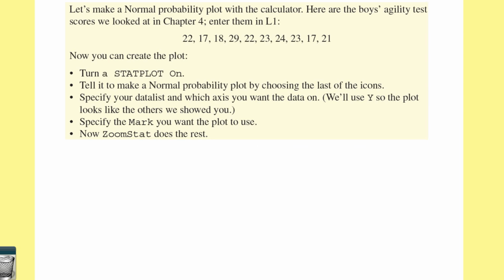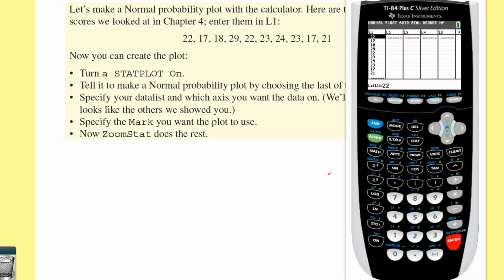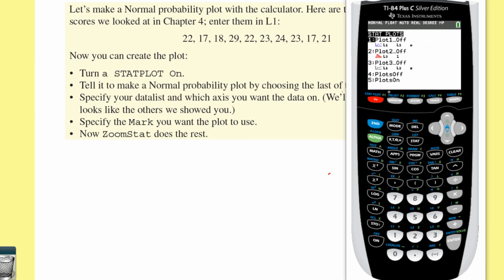So let's make a normal probability plot with a calculator. Let's go ahead and put these data sets into your list. So you want to pause that and do that. Once you put in your data, now we're going to turn our stat plot on. So second stat plot, turn this one on, and we're going to choose the normal probability plot, which is the last one. Don't get it confused with the dot plot.